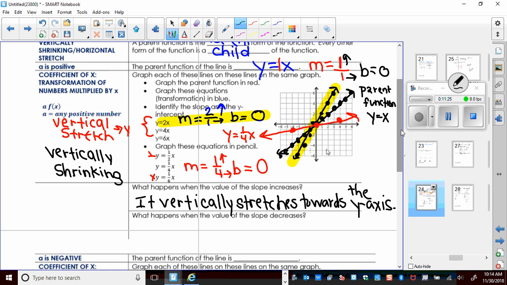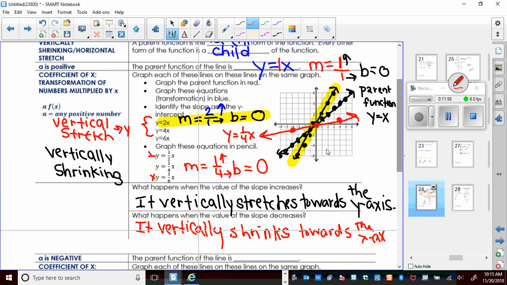Next question, it says, what happens when the value of the slope decreases? Vertically shrinks. Perfect. You guys are going to do really well on the test and in Algebra 2. Towards the x-axis. If you can understand this, you can understand anything. Okay?